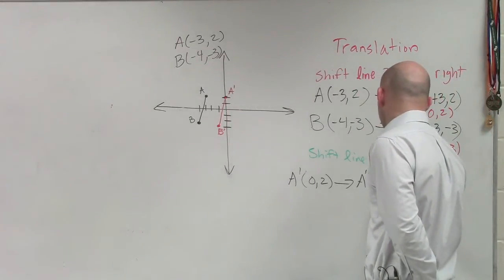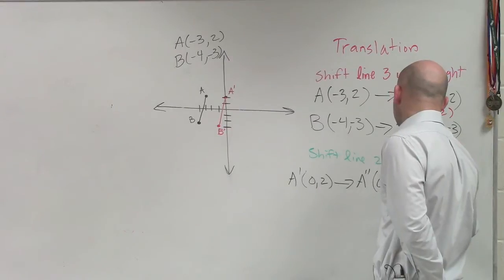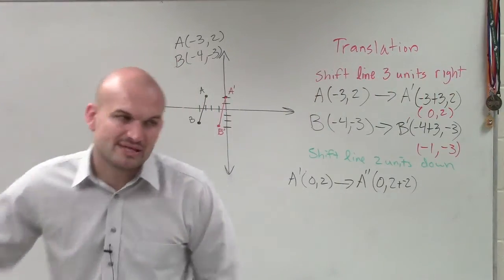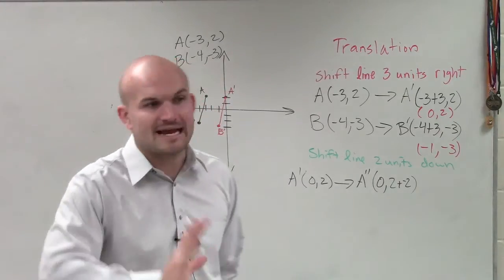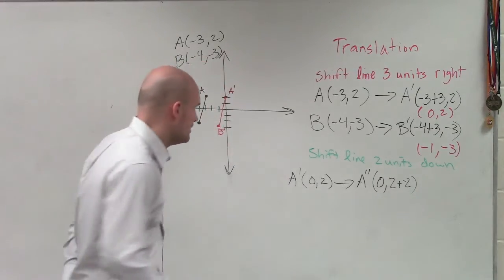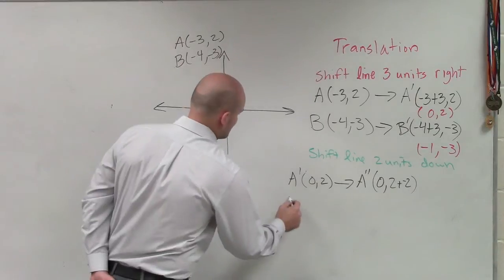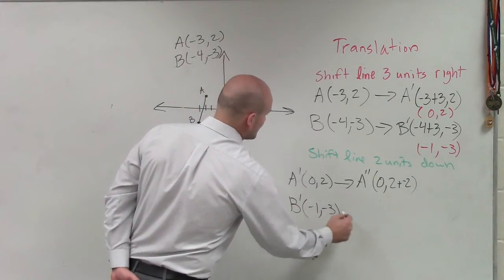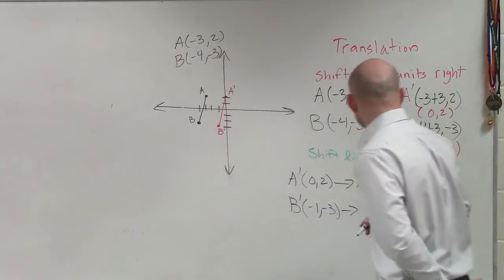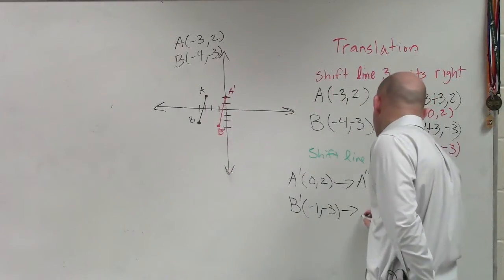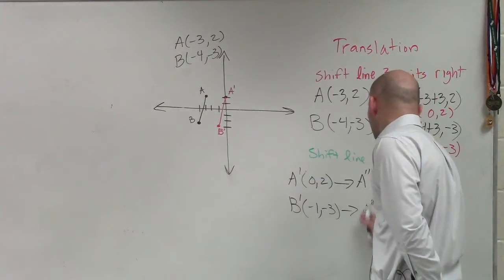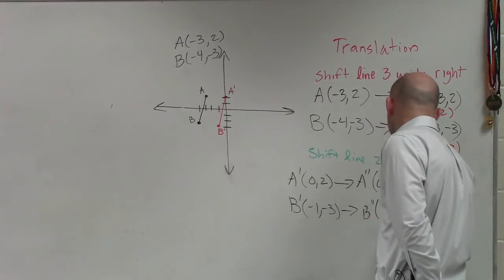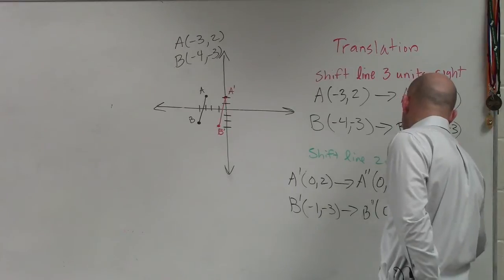That's now going to be (0, 2) plus a negative 2. I'll explain why I'm saying it's plus a negative 2, but please understand, plus a negative is the same thing as subtracting. I'll explain this to you in a second. B' is at (-1, -3). So the double prime of that, B'', is now (0, -3) plus negative 2.